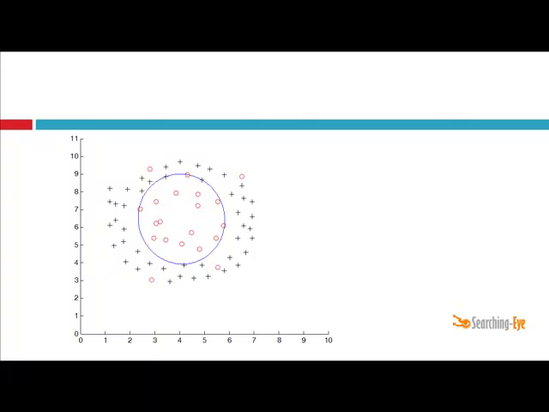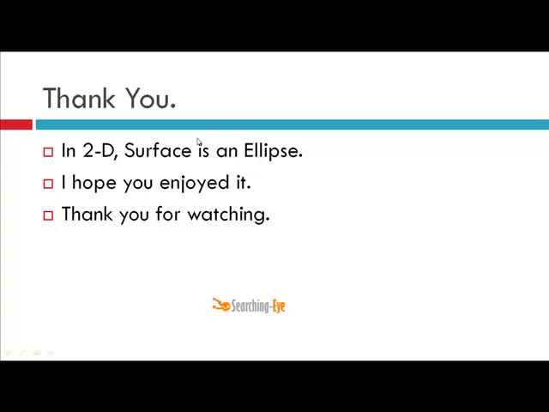These were the points which were moved, and now they are considered as class B, and these are class A. These points are in class A, and now these points are in class B. And one more point: in 2D the surface is an ellipse.